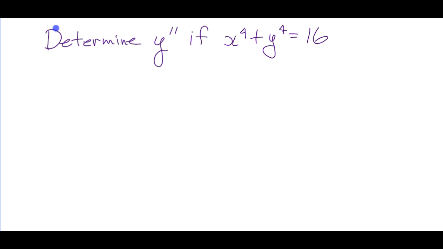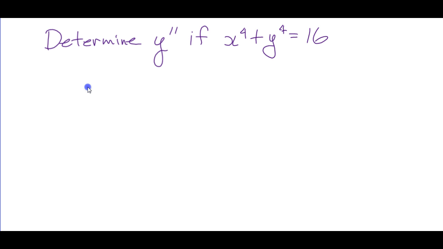Okay, so determine y double prime, the second derivative, if x to the 4th plus y to the 4th is equal to 16. So we're going to have to use implicit differentiation here, right? And we're going to have to find y prime first, right? Can't get y double prime without getting y prime. So y prime is equal to, sorry, not y prime is equal to.